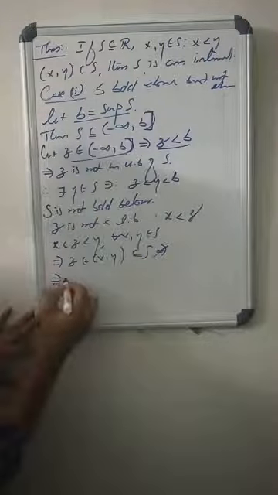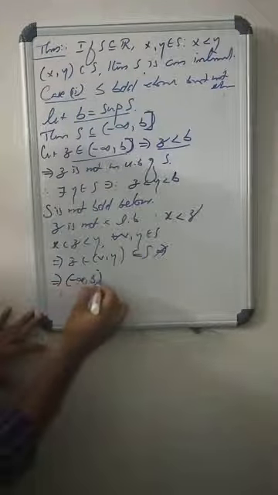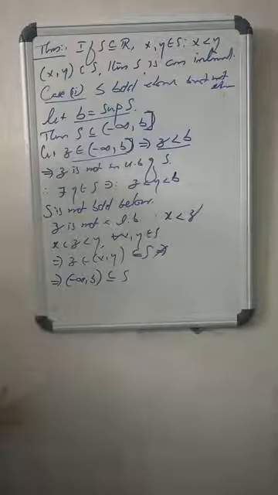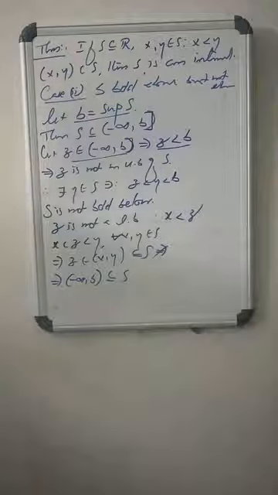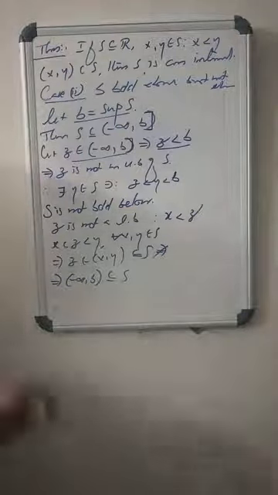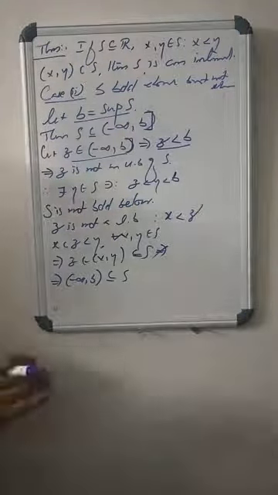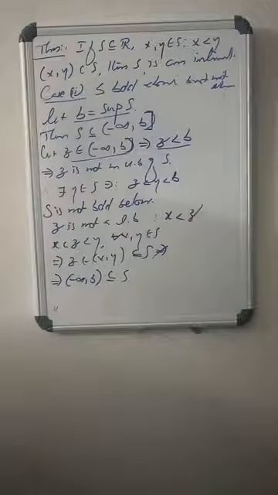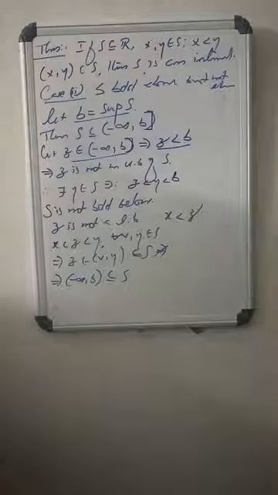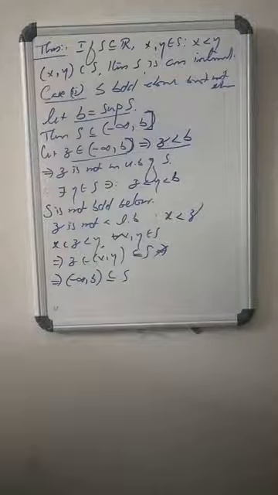So finally we have (minus infinity, b) is a part of S. So if b is present in S, then S equals (minus infinity, b], and if b is outside of S, then S equals the open interval (minus infinity, b).